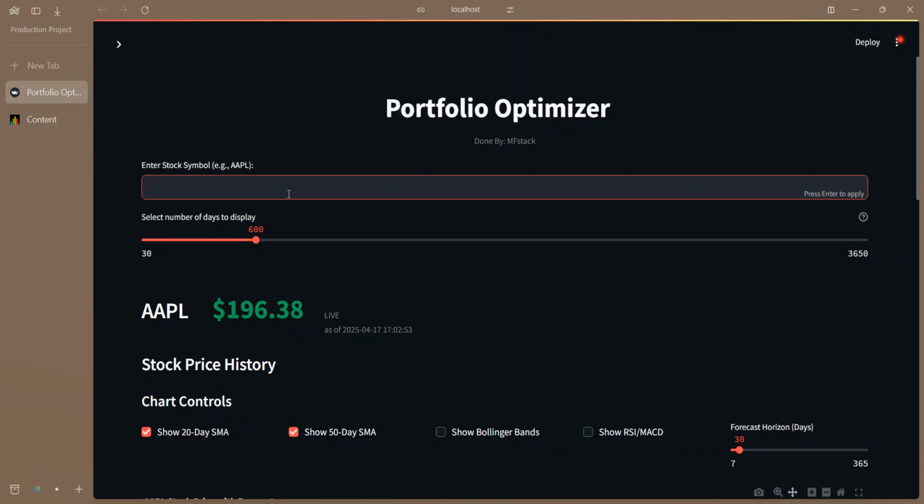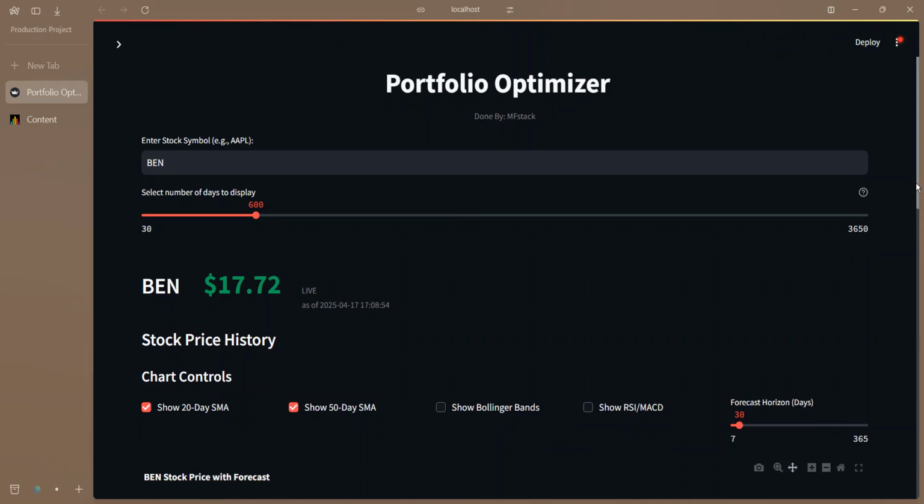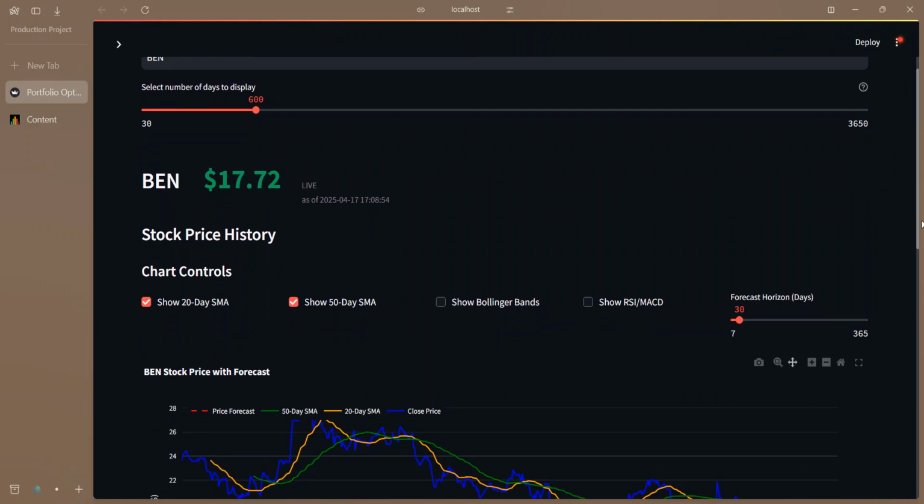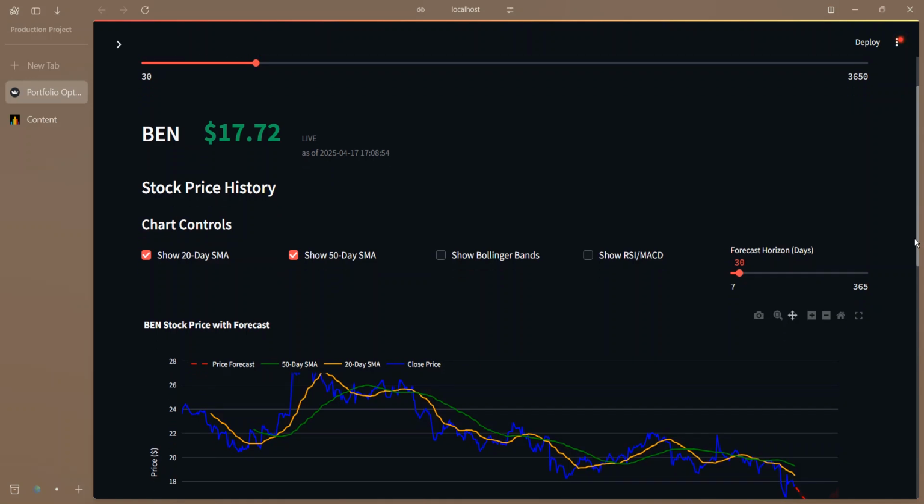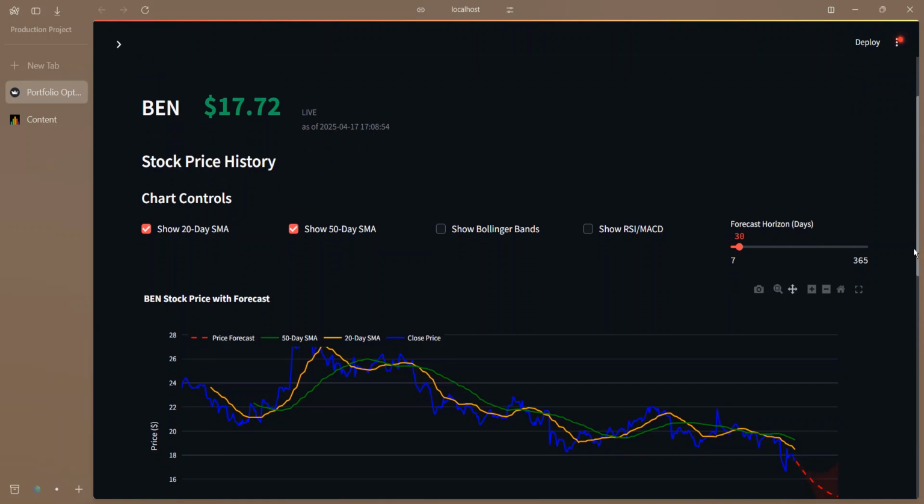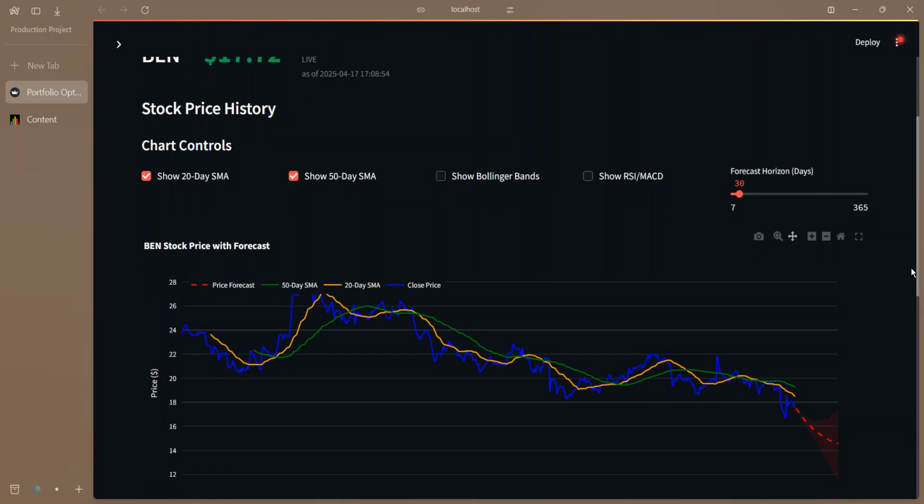Okay, so this is a random stock. Let's see if it has enough data points to be able to be analyzed. Okay, this is BEN, Franklin Resources Incorporated. It's in the New York Stock Exchange. This is the price of it, $17.72 as of today and the recording.